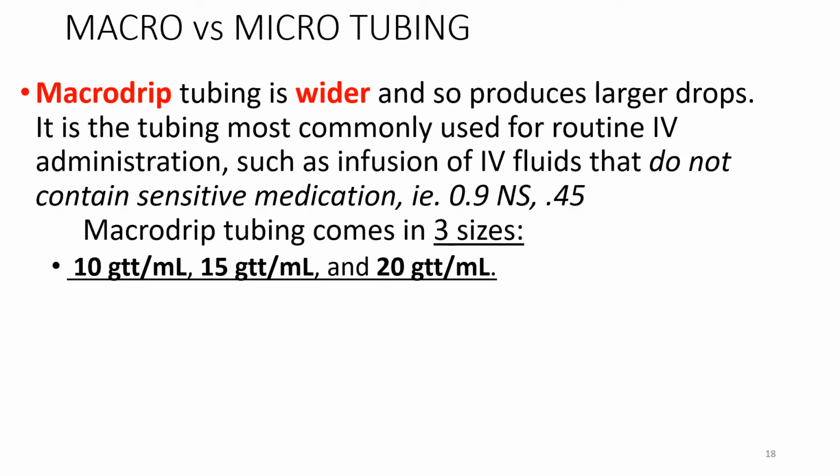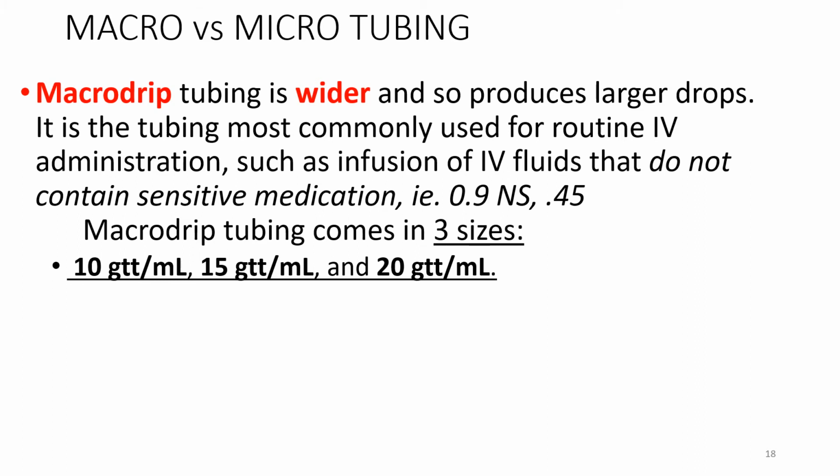So again, just going back over that macro drip tubing, it's wider, so it produces larger drops. Okay, so this is typically used for normal IV administration of fluids, your normal salines, your half normal salines, and things of that nature. The medications that are not very sensitive, such as maybe your cardiac medications or antibiotics and things like that.